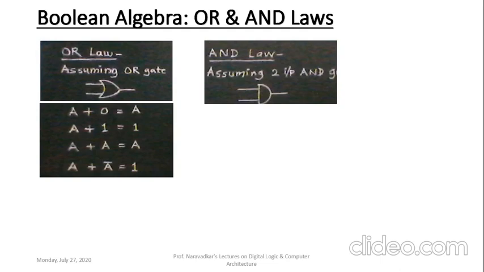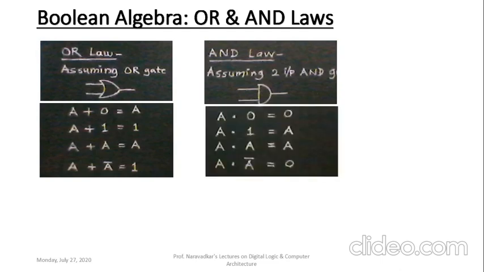So here, the AND laws. A dot 0 is equal to 0. It clearly means that one of the inputs of that AND gate is A. If the other input is 0, the output of that AND gate will definitely be 0. A can be anything, but one of the inputs is 0, output is 0.